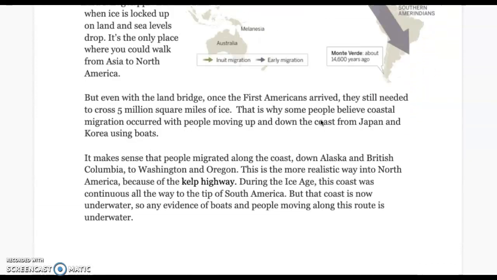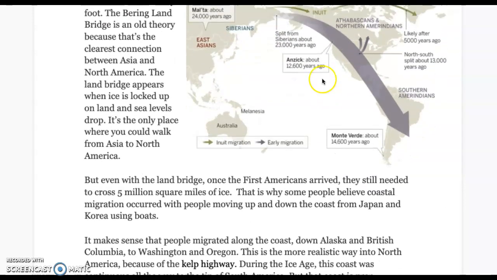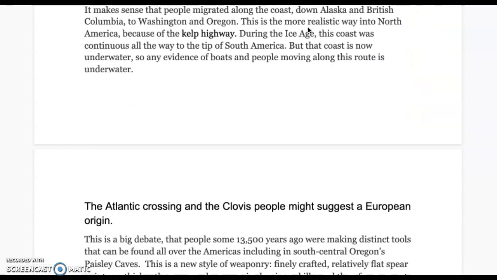But there's no evidence, go back to this, sorry, but there's very, very little evidence of this. Because why? Well, because remember, the ocean levels were lower, and if they had any fire pits or evidence of camping or anything like that, of camps, it's underwater or has been washed away.